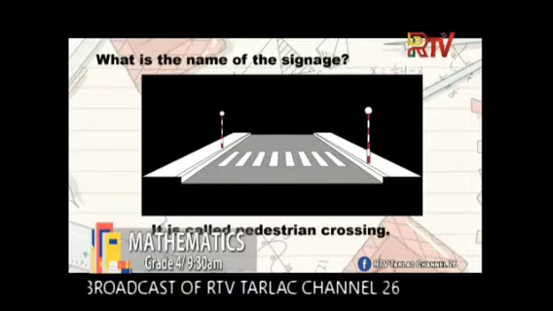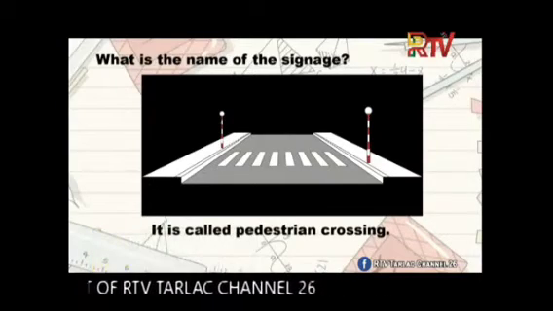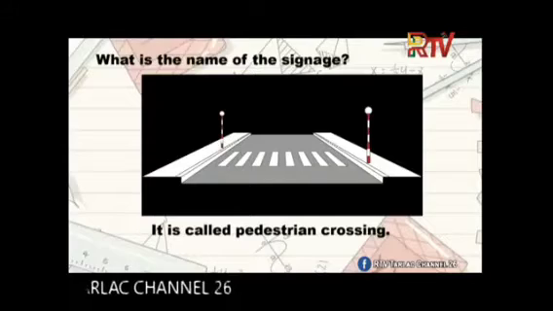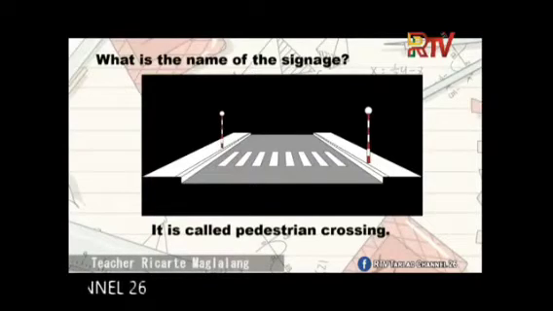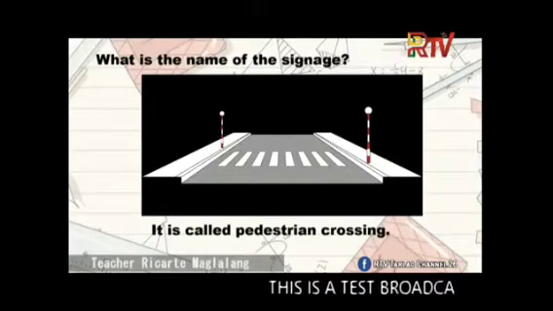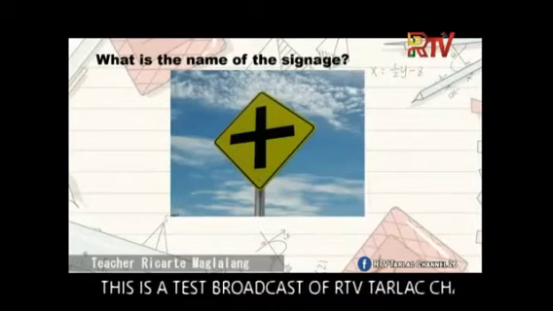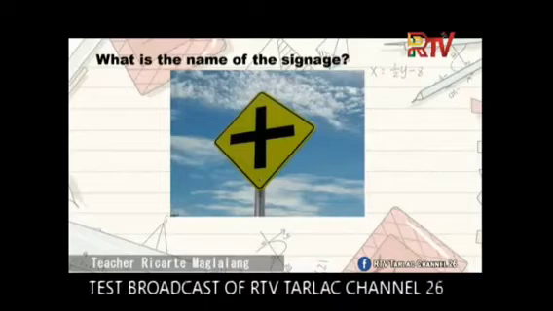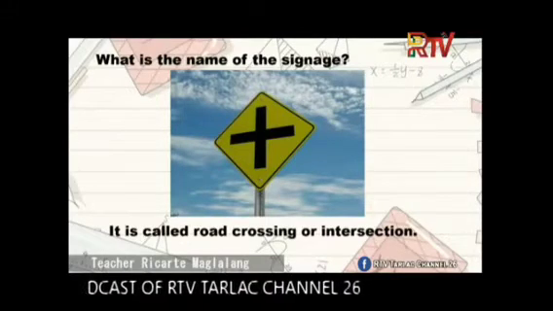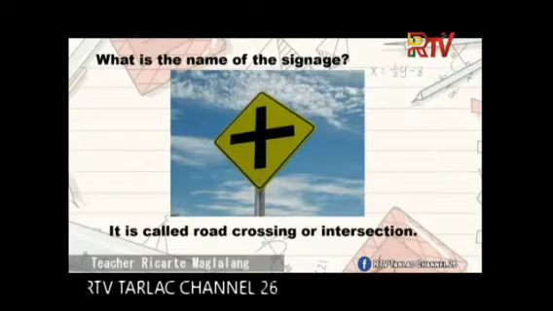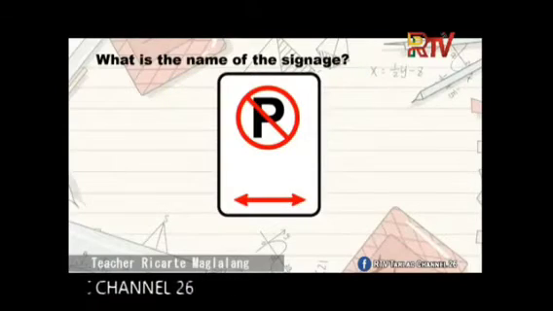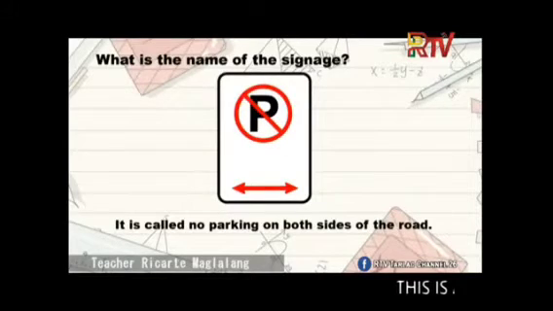Do you have this signage in front of the gate of your school? Of course, yes. What is the use of the pedestrian crossing? It is where the pedestrians should cross from one side of the road to the other. Very good. What is the name of the next signage? Good thinking. It is called road crossing or intersection. What about the next signage? Yes, very good. It is no parking on both sides of the road.